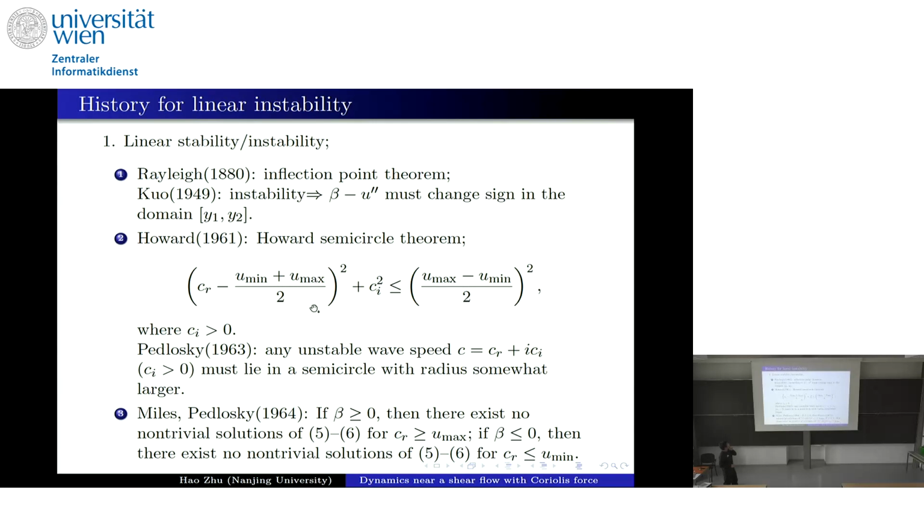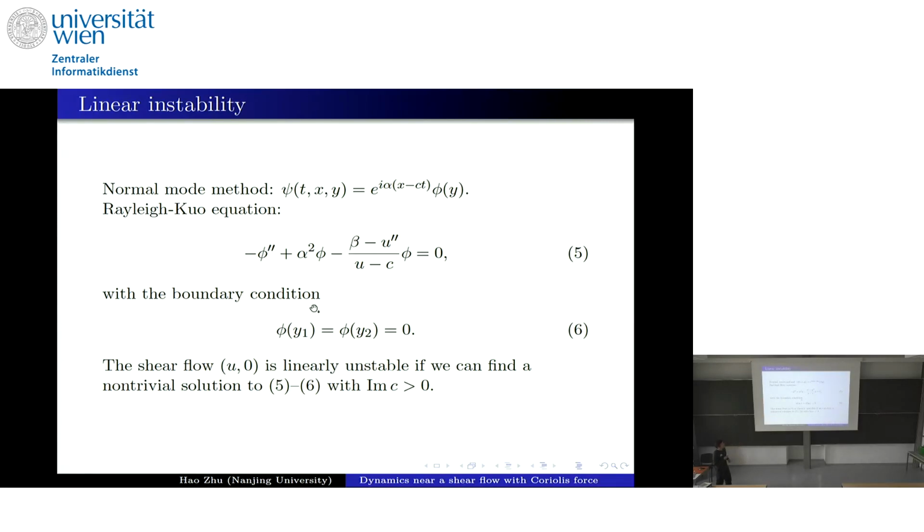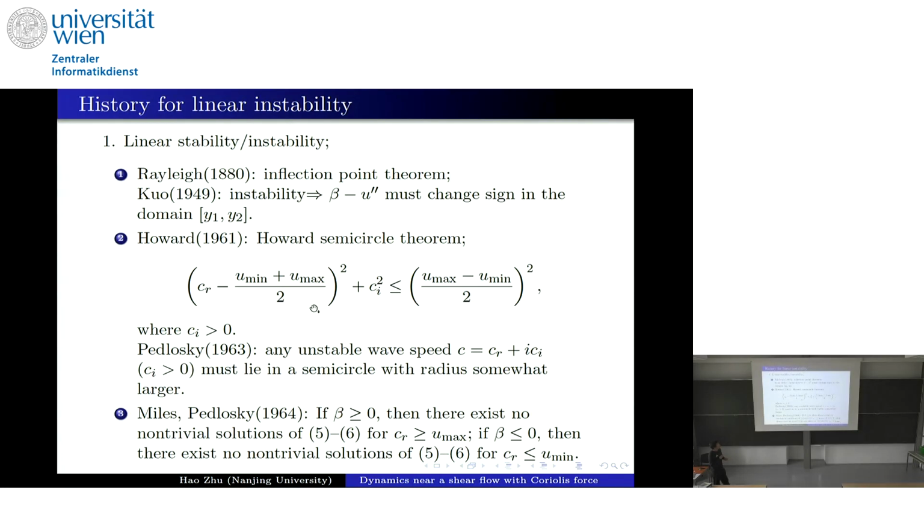So first we recall some history of the linear instability. These three results mainly give the necessary conditions for the linear instability. The first one is due to Rayleigh. It is sometimes called the inflection point theorem. It means that if there is an unstable eigenvalue, then the second derivative of the profile U will change sign. This was extended to the beta plane case, I mean, beta is not zero.